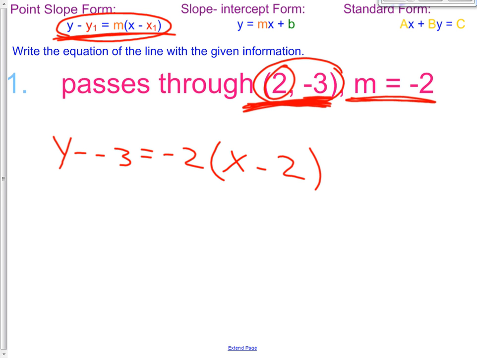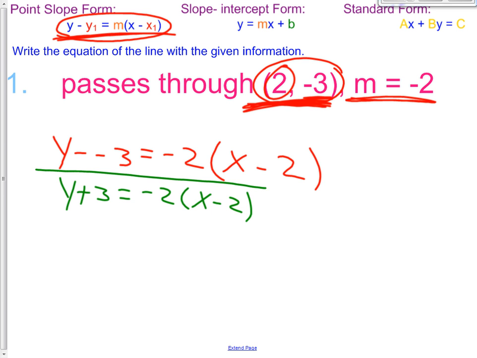So this, my friends, is our point-slope form once we make this into y plus 3, because y minus a minus 3 is the same thing as y plus 3. So y plus 3 equals a negative 2 times the quantity x minus 2. Here is answer number 1 that goes in the first blank for point-slope form.